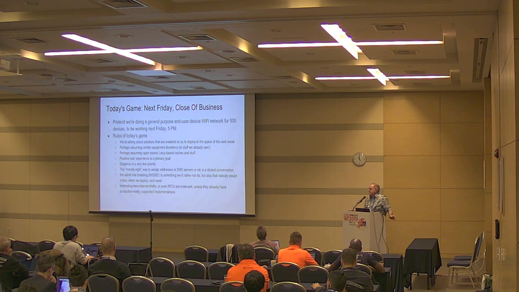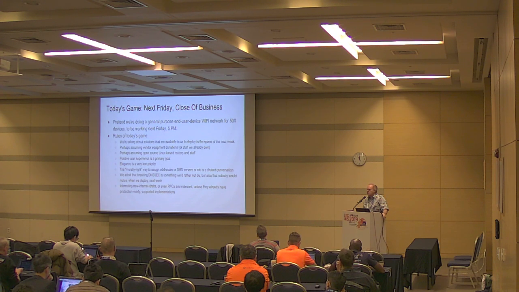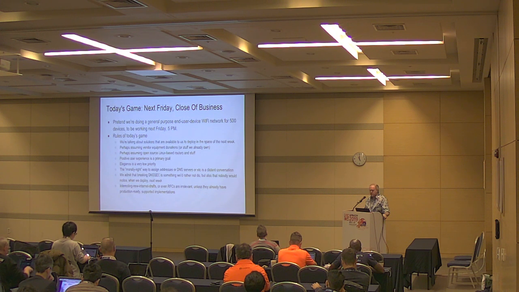So when you get started talking about V6 only and V4 as a service, people generally are talking about the future. Well, we kind of need to cut off the speculation, and the game we're playing today is that we have to have this done by next Friday at the close of business. And the boss has declared that we have to do this network, either because we're short on V4 addresses or we have a mission, something to prove, for this meeting that we have next week. So we're talking about solutions that are available to us to deploy in the space of next week, which may assume vendor donations or it may not.